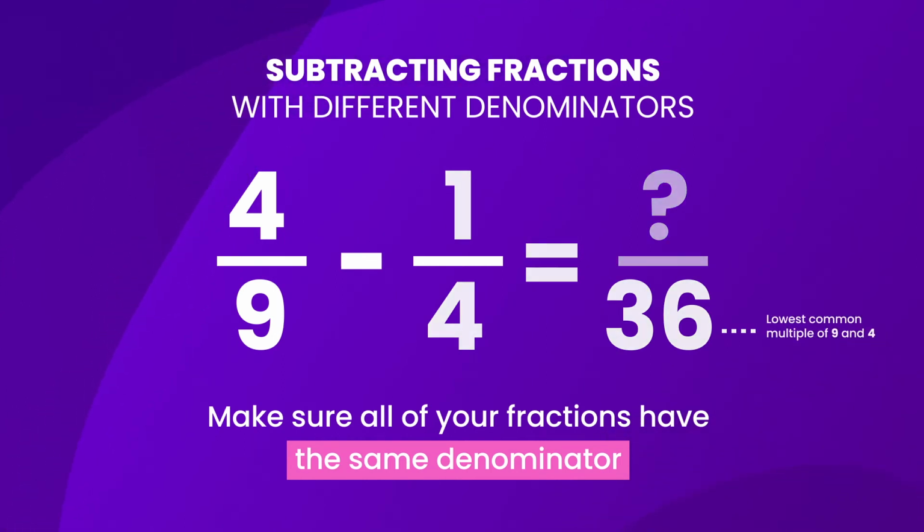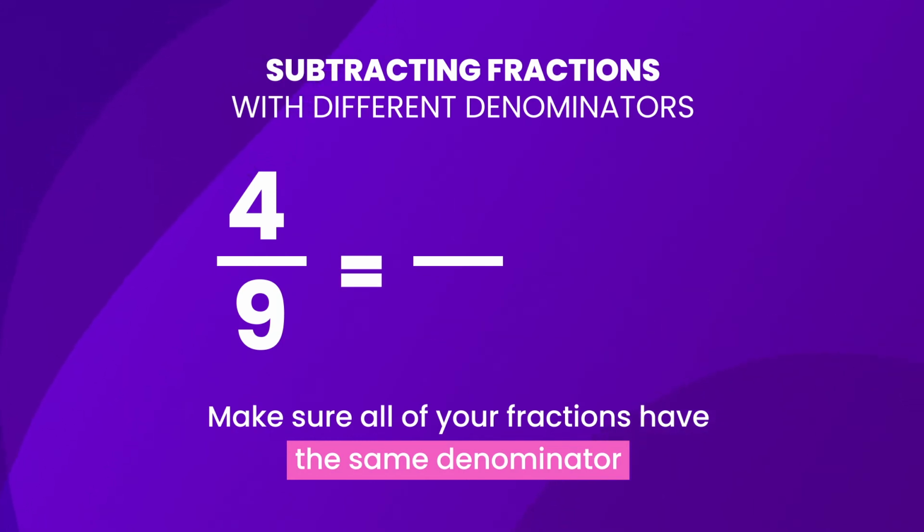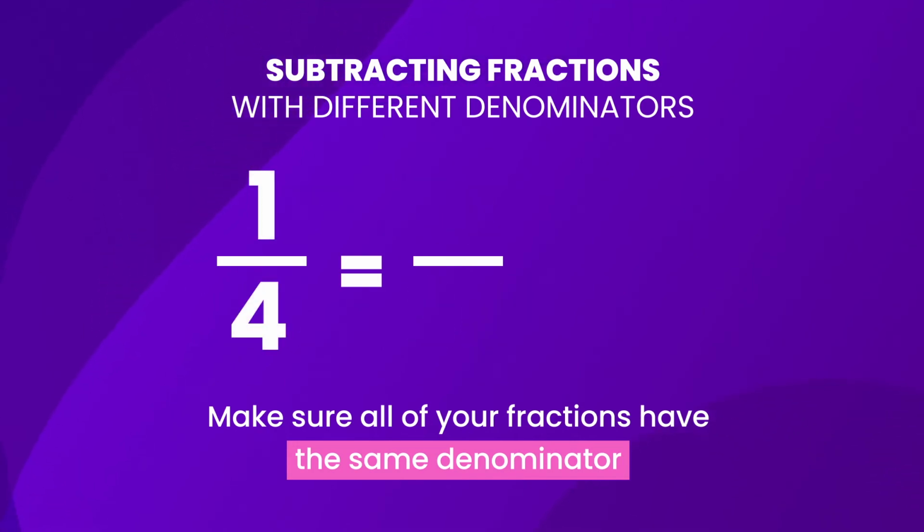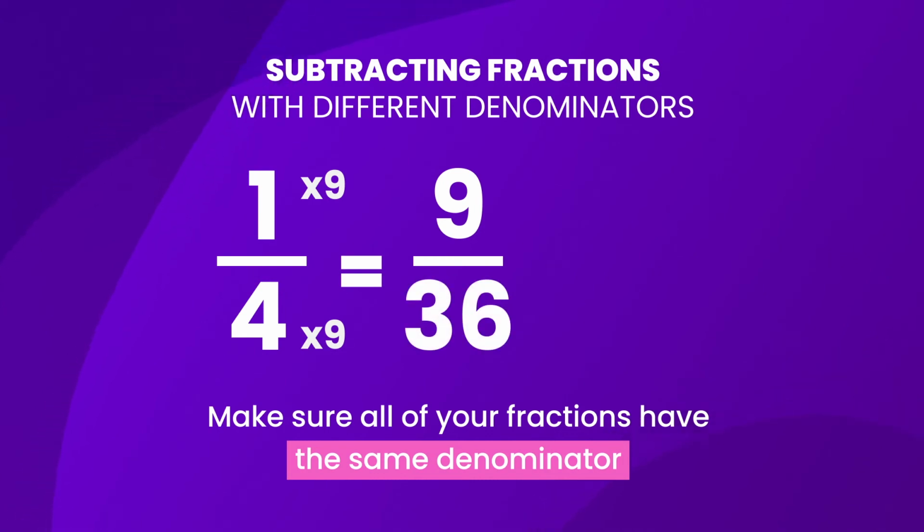Let's start with 4/9. So to get from 4/9 to an equivalent fraction with a denominator of 36, we must multiply the numerator and the denominator by 4. 4 times 4 is 16, and 9 times 4 is 36. Then we move on to our quarter. To get from 1/4 to an equivalent fraction with a denominator of 36, we multiply the numerator and the denominator by 9. 1 times 9 is 9, and 4 times 9 is 36.